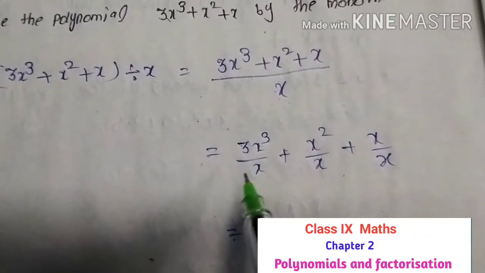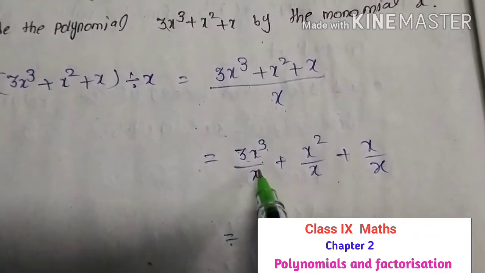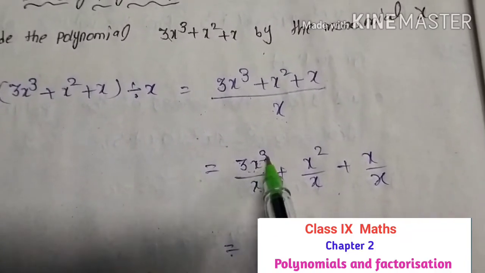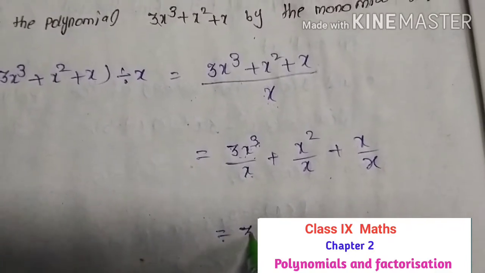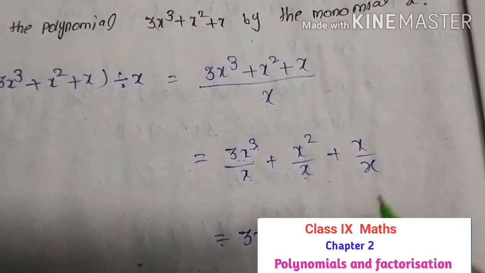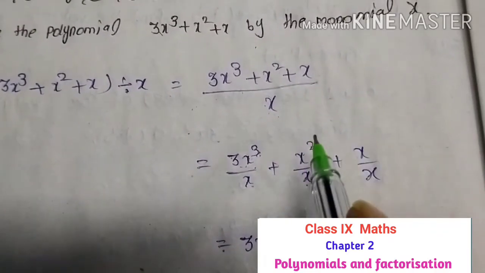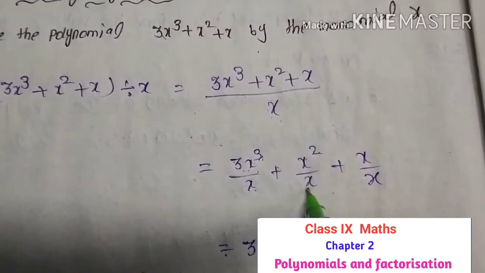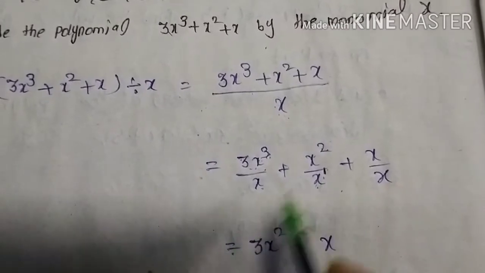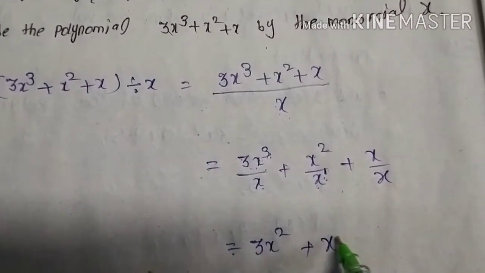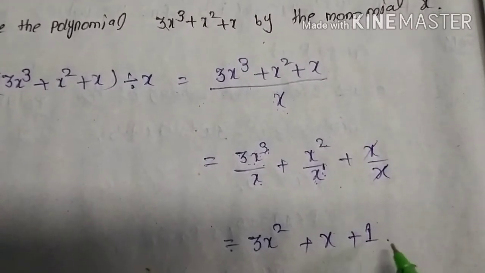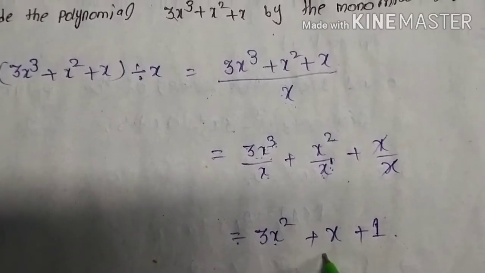Yes or no? Yes. Now we can see 3x cube by x means here x for 1x, here also 1x will be cancelled. If 1x is cancelled, you will get x square or not? That means can I write directly 3x square? Here x square by x means you will get only x. Why am I writing this? See, in the previous classes we have learned a to the power m by a to the power n is equal to a to the power m minus n. That means 2 minus 1, how much? Here x means x power 1 or not? 2 minus 1 means how much? x power 1 only. Here see, x by x cancel one time. That means what are we getting? That means 3x square plus x plus 1.